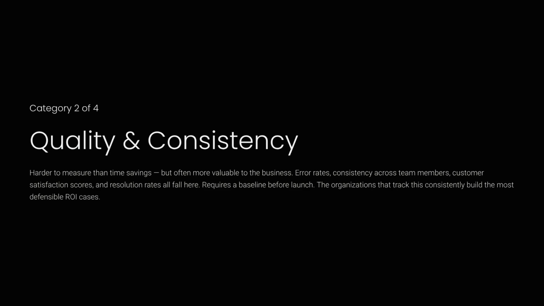Category 2 is quality and consistency. While harder to measure than time, this is often more valuable. Metrics like error rates, consistency, and customer satisfaction scores are crucial for building the most robust ROI cases.